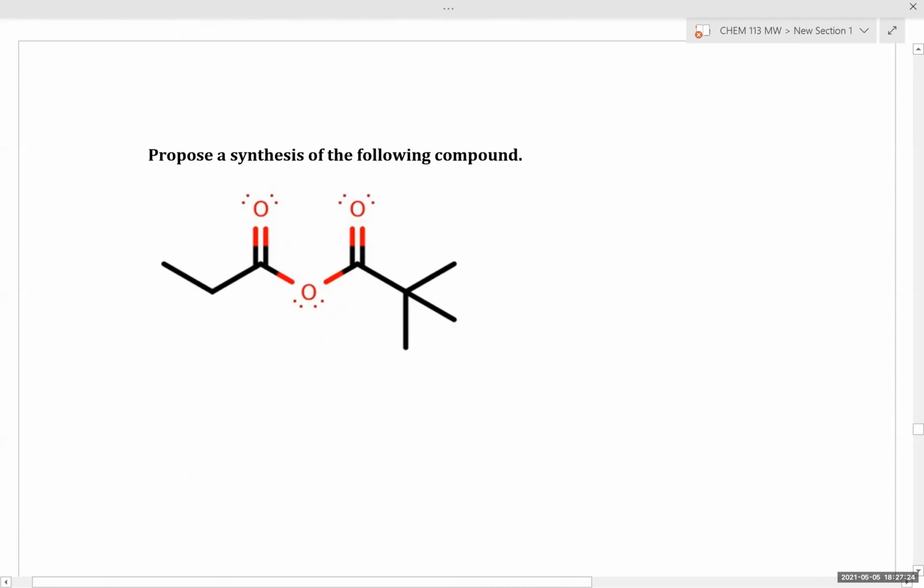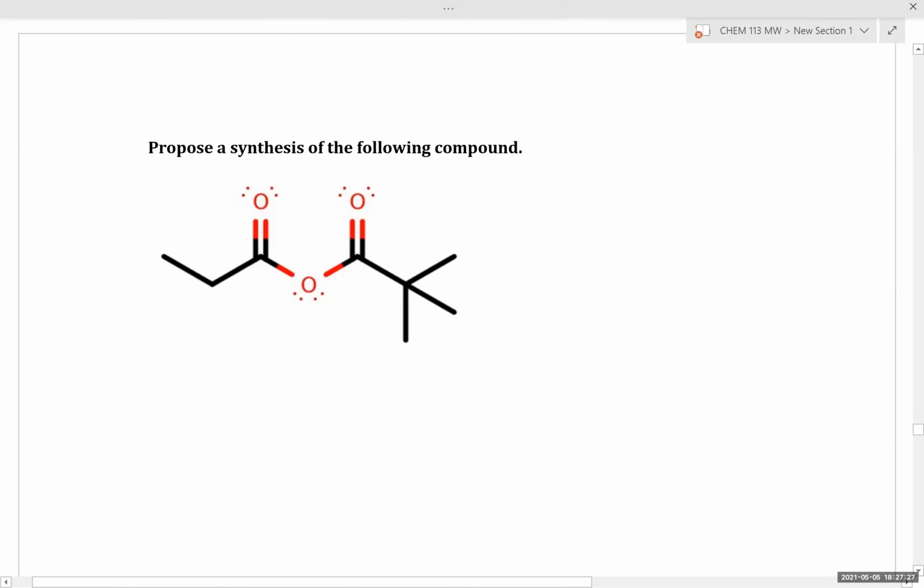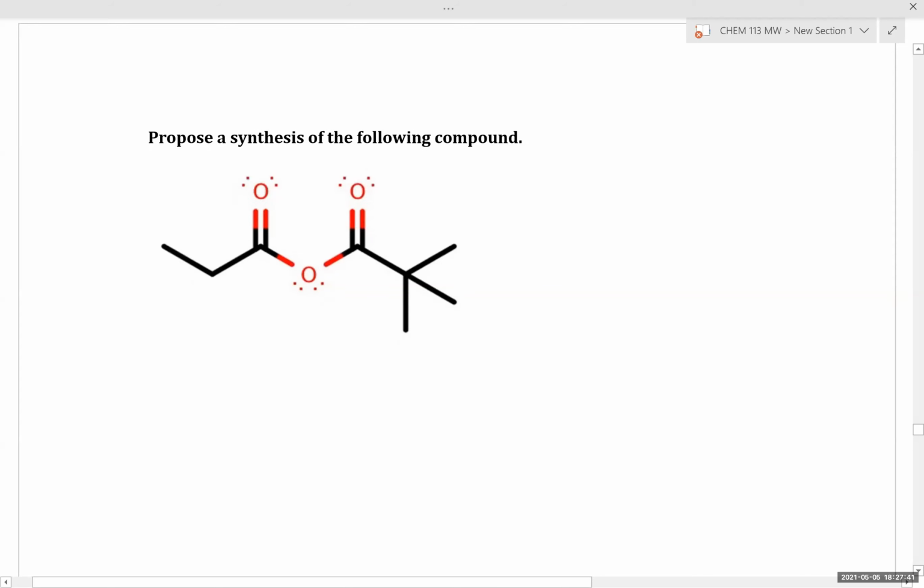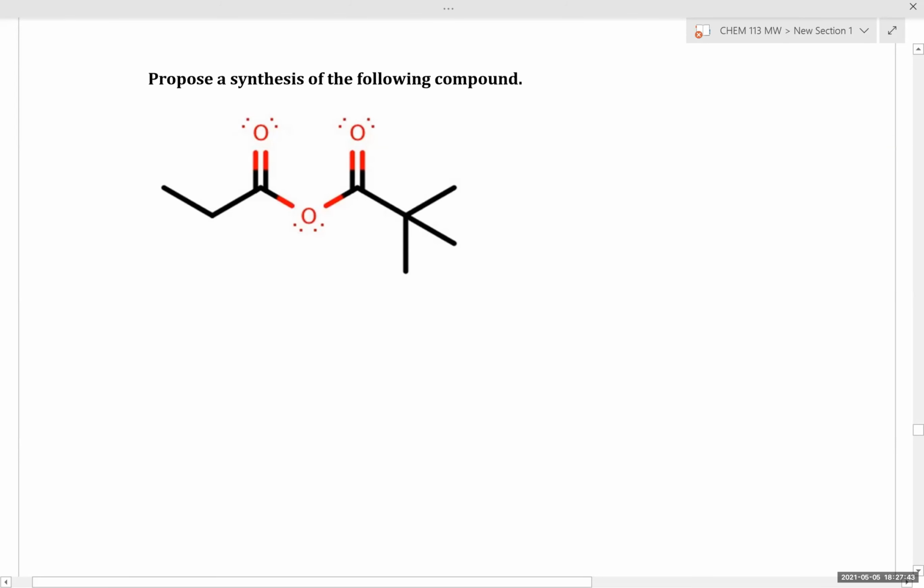And let's try to apply what we've learned, and let's try to propose a synthesis of the following compound. And even though there are two routes in this case, one of the routes is slightly preferred. So again, we're tasked with preparing an asymmetrical anhydride, and using what we've learned from the previous examples, let's try to propose a synthesis for these asymmetrical anhydrides.